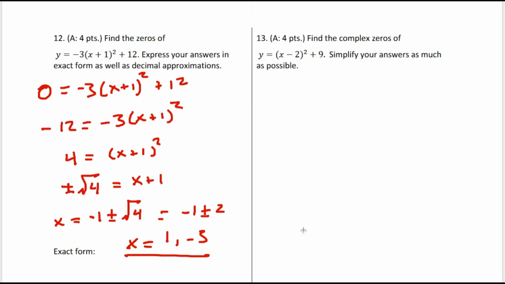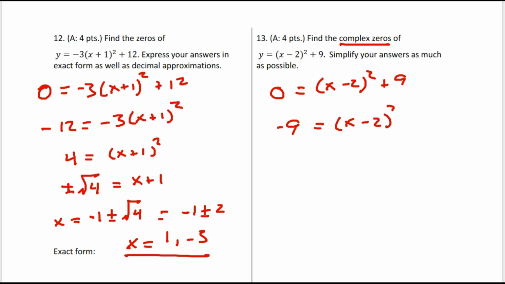All right, last one. It says find the complex zeros. So that's a clue that this might involve i. So here we go. 0 equals (x minus 2) squared plus 9. Subtract 9 on both sides. We get negative 9 equals (x minus 2) squared. We're ready for the square root. There's nothing to divide by, so we get plus or minus the square root of negative 9 equals x minus 2. If I add 2 on both sides, I get 2 plus or minus the square root of negative 9.